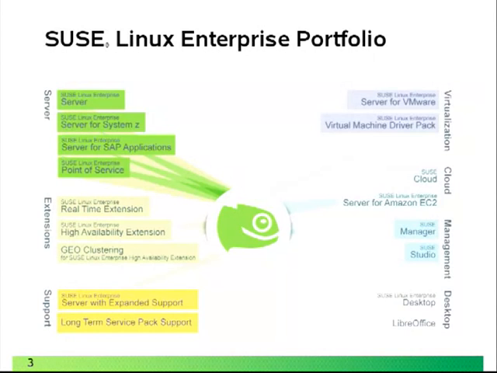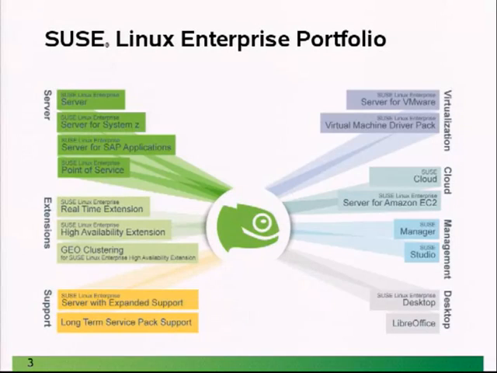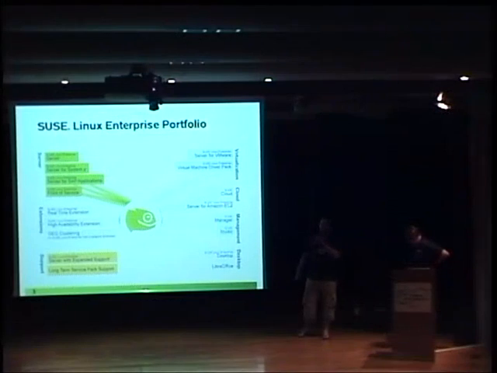We got our server with expanded support for migration purposes away from CentOS or Red Hat Enterprise Linux. We got a long-term service pack support in case you need to run a service pack of our SUSE Linux Enterprise server for a longer period of time. And we got our virtualization area with our virtual machine driver pack, which is mostly for Hyper-V and Windows, and our server for VMware. And also we're in the cloud space, which also somehow belongs to the SUSE Linux Enterprise brand, although those products are not named with SUSE Linux Enterprise, except for our server offering on Amazon EC2.